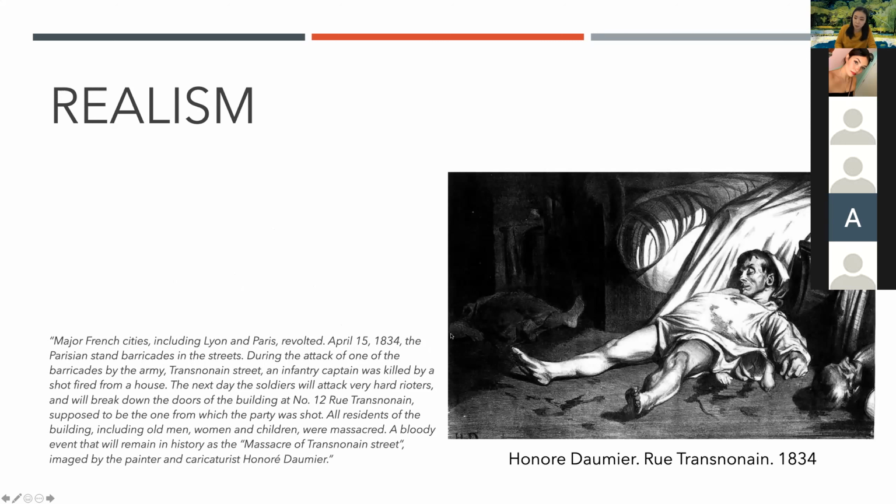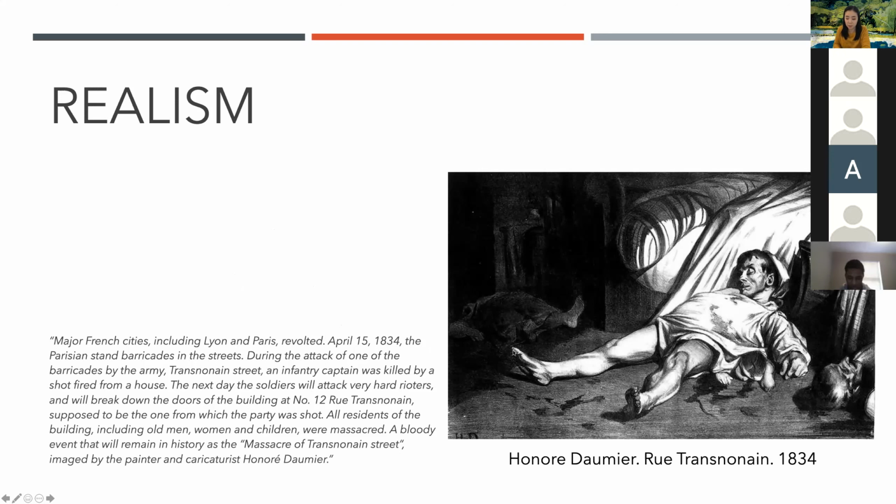So we saw this work before, right? This is the realism artist Honoré Daumier's lithograph print. He recorded a historically terrible event in this work. Since we know this story, we're just going to skip this work's story.